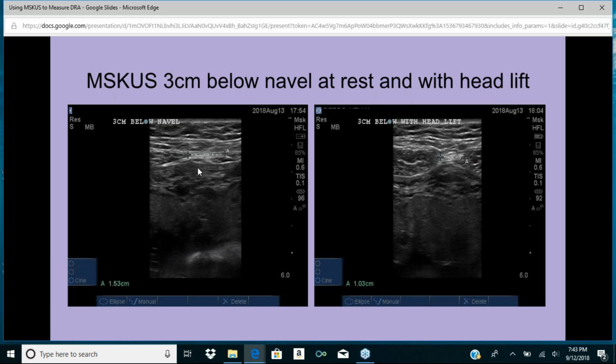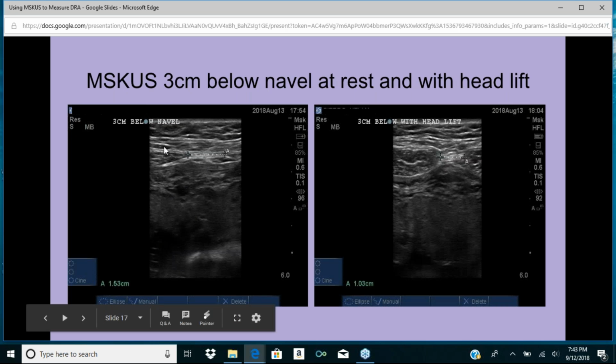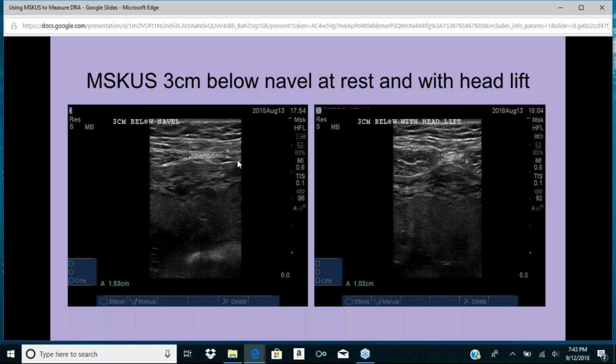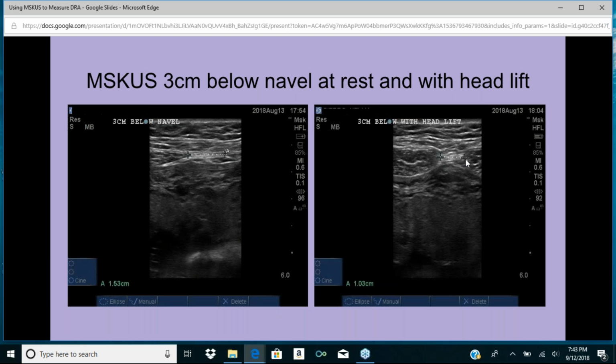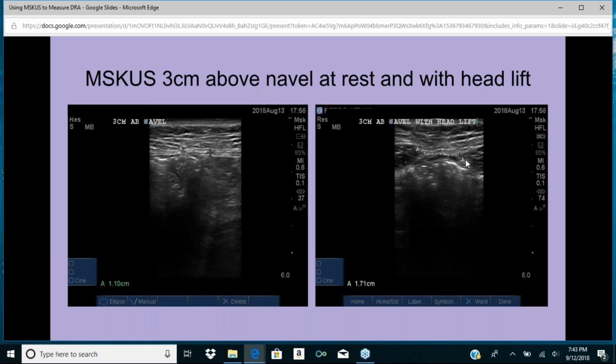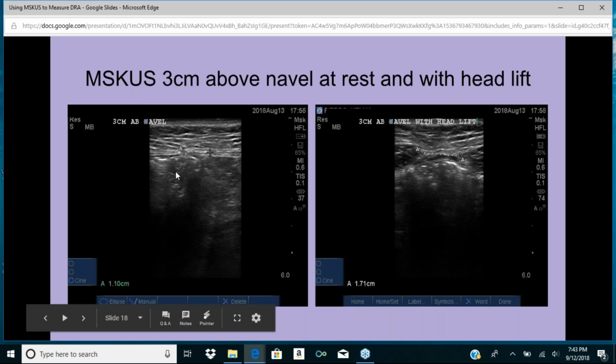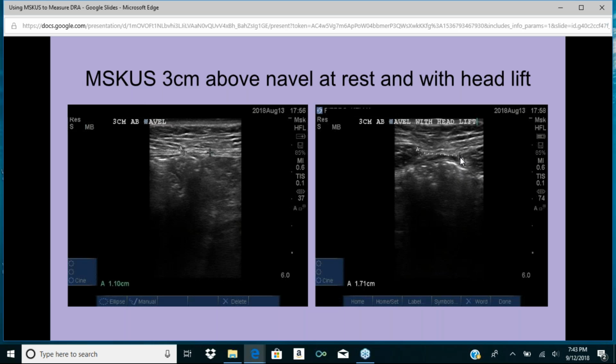Then below the navel, you can see here's the one side of the rectus abdominis, here's the linea alba, and here's the other rectus abdominis. I had about a 1.5 centimeter difference from side to side. Then when she did a head lift, she actually pulled together a little bit and had a 1 centimeter difference. Then when I measured her above the navel at 3 centimeters, it was about 1.1 centimeters. When she lifted up her head, it actually separated a little bit more and went to 1.7.